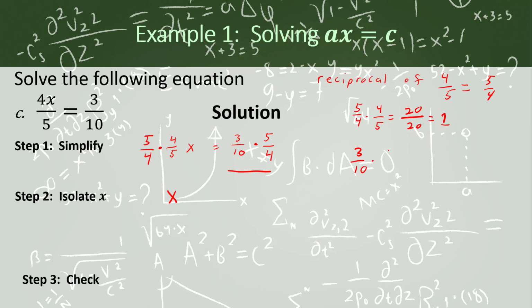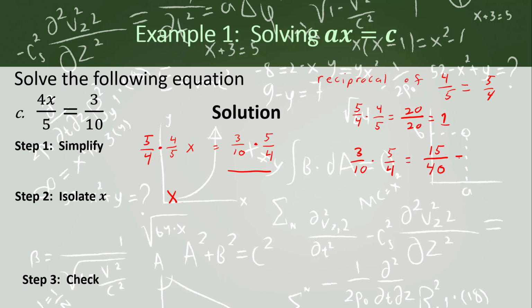And we do this multiplication the exact same way. 3/10 times 5/4. Well, we multiply the numerators together. 3 times 5, that's 15. That's the numerator of the product. 10 times 4 is 40. So this is 15 over 40.